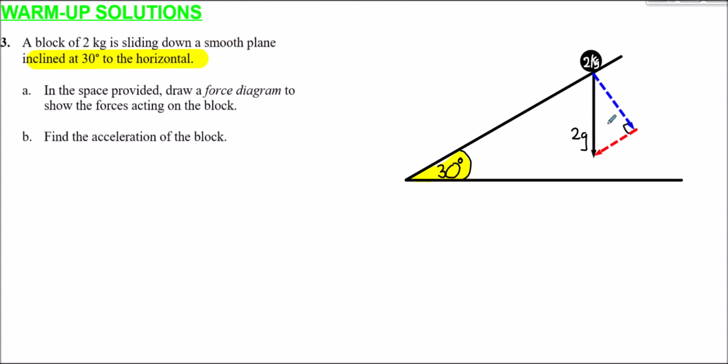This is a right angle. What I talked about last time is that this angle here will always be the same as this angle that the slope is inclined at, so that's going to be 30 degrees as well. Again, what we mentioned in previous sections is that the component opposite to this angle will be the hypotenuse, 2g, multiplied by sine of the angle. Whereas the component adjacent to the angle will be the hypotenuse, 2g, cos of the angle.